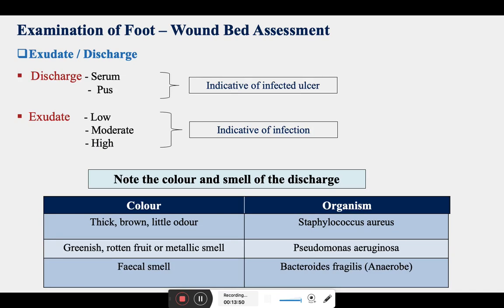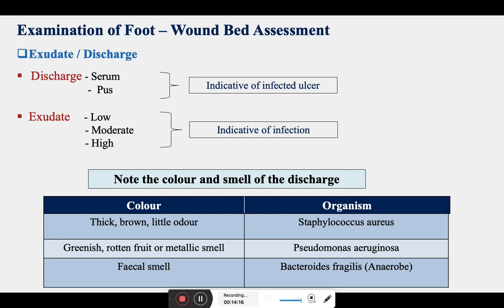Now, exudate or discharge. It may be serum or pus, which indicates an infected ulcer. Exudate may be low, moderate, or high. Now, irrespective of the quantity of exudate, it always indicates presence of infection. Note the color and smell of discharge.